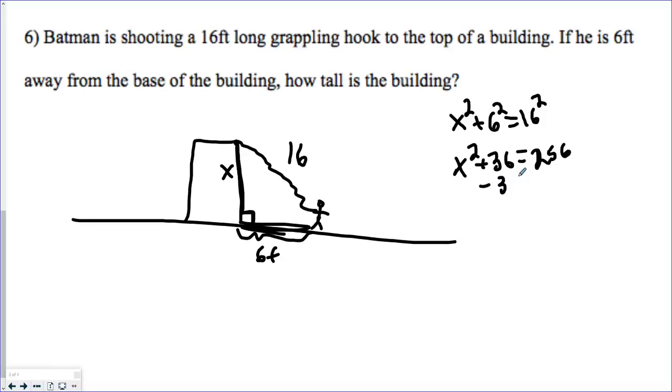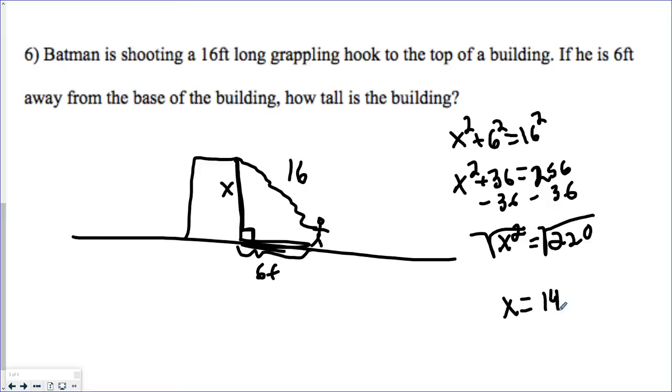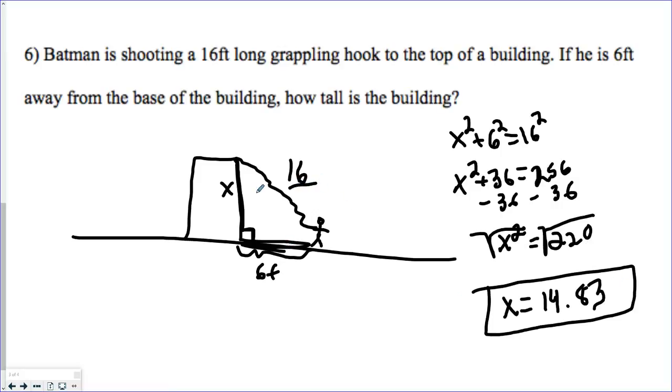So you're going to subtract 36 from both sides, because again, you want to get x. So x squared is equal to 220. Now again, I don't want x squared. I just want x. So I want to get rid of the square and just leave the x. So I'm going to square root both sides. And you get x is equal to 14.832. So we'll just say 14.83 feet. And again, this is reasonable because the grappling hook is 16. So however tall this building is, it should be less than 16, and 14.83 is less than 16.